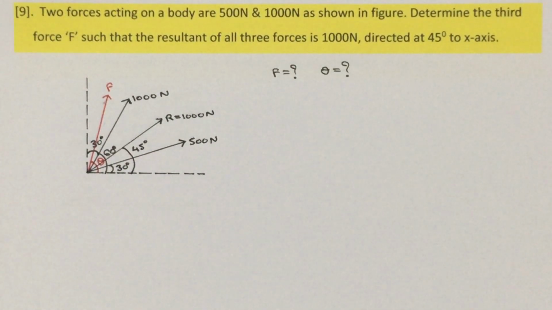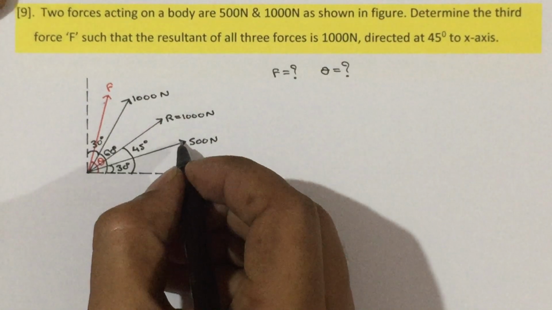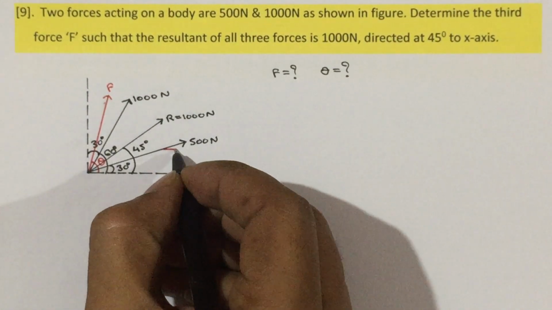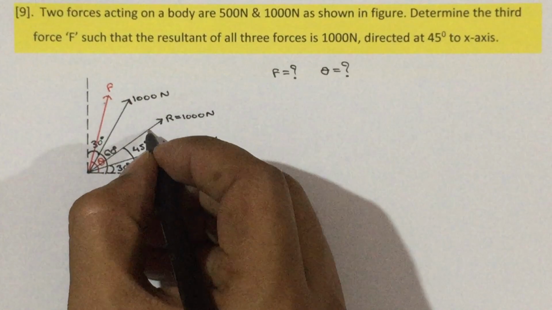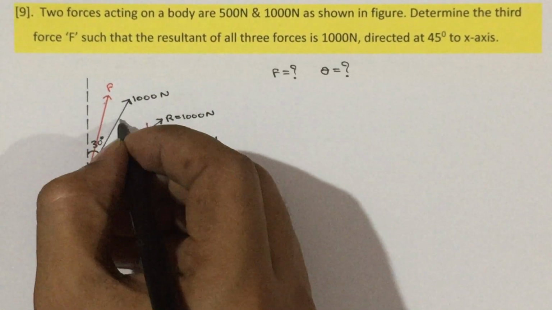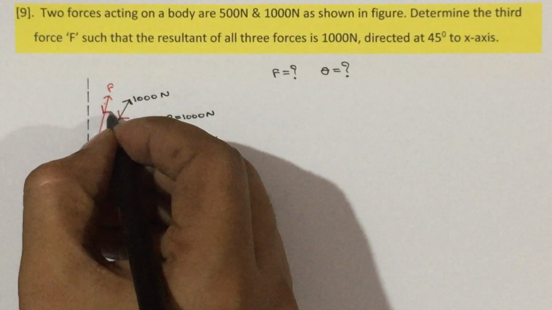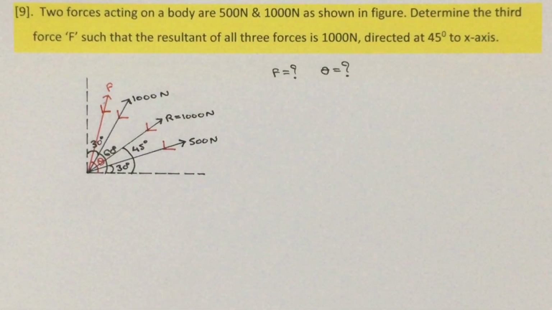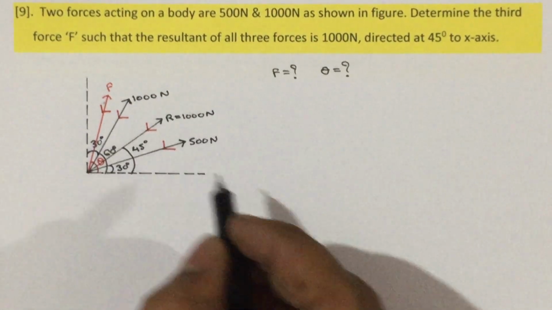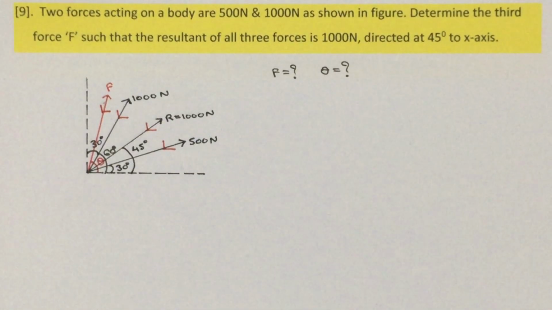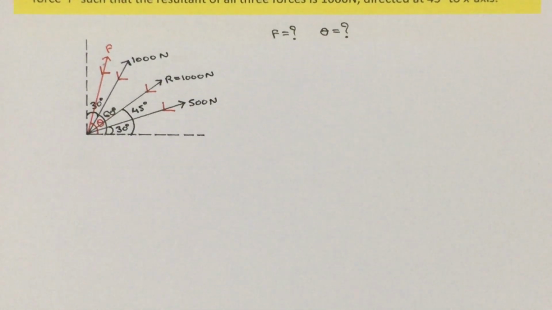Next, splitting. How to split? Behind the arrowhead, back side of the arrowhead, draw nearby horizontal, nearby vertical. So, it will give the idea about direction of the component. Then once theta and splitting is over, calculate sigma fx and sigma fy.